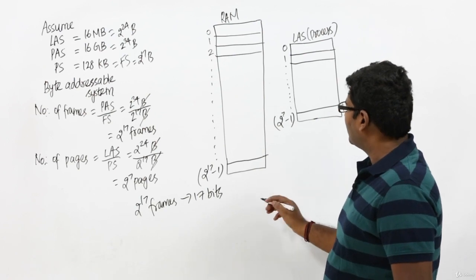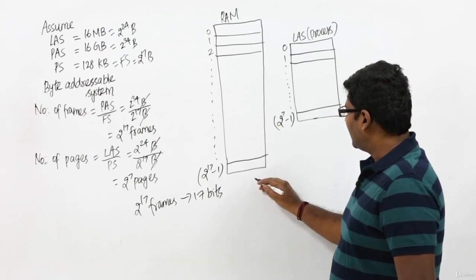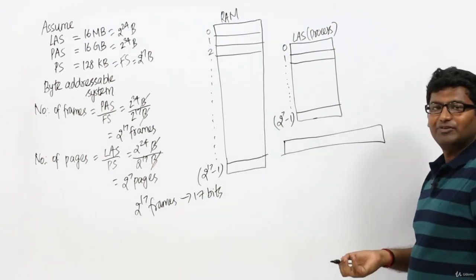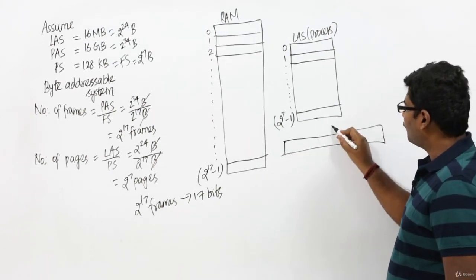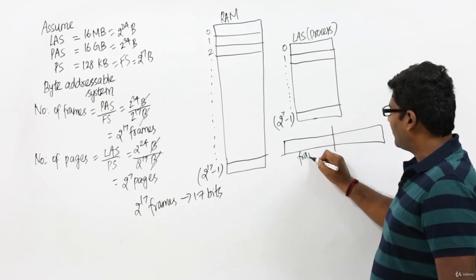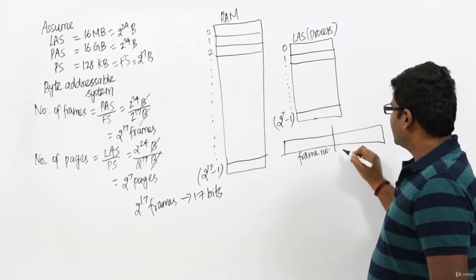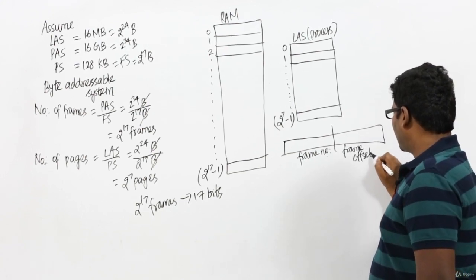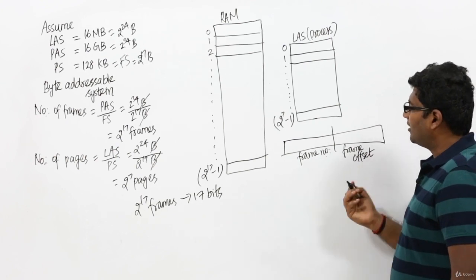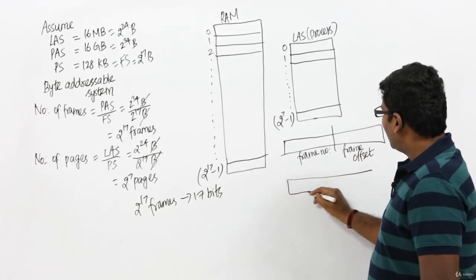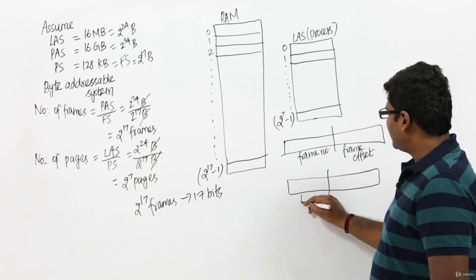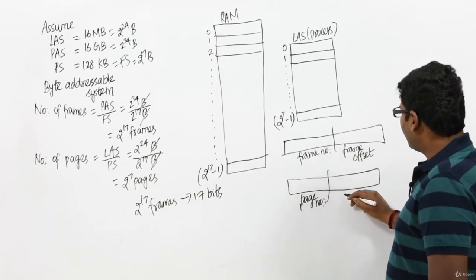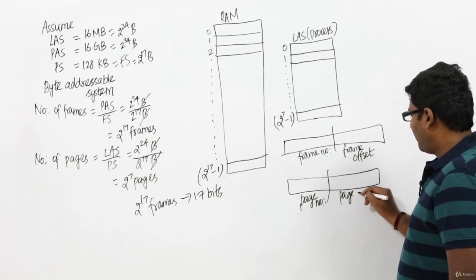So let us assume this is our physical address. What will our physical address have? Our physical address will have two fields, right? One is the frame number, another is the frame offset. This is how our physical address will look. Similarly, how will our logical address look? It will have a page number, and it will also have a page offset.